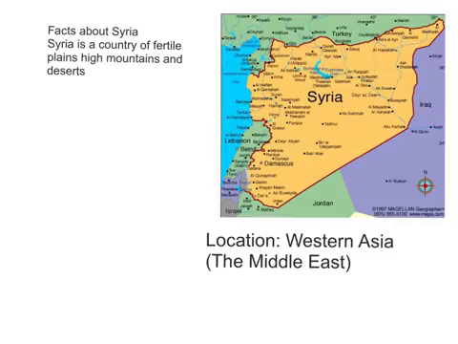Let's first start by identifying where Syria is located and some fun facts. Syria is located in Western Asia, also known to many as the Middle East. Syria is a country of fertile plains, mountains, and deserts.